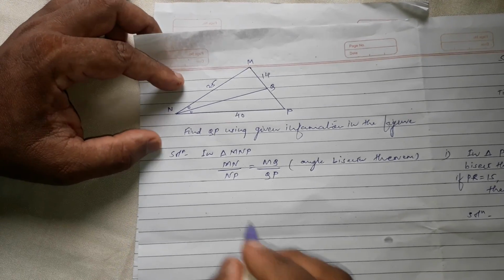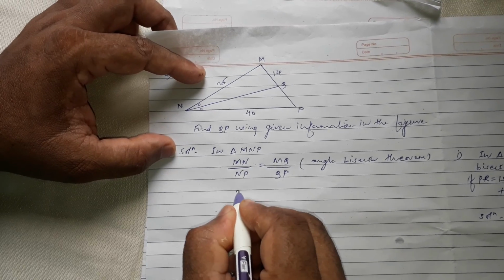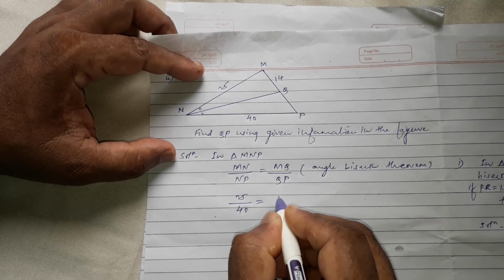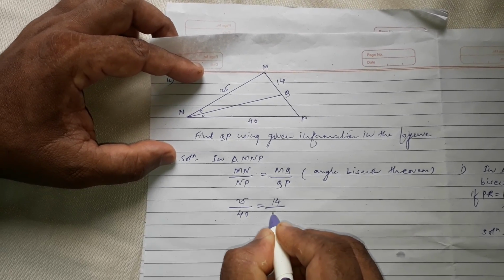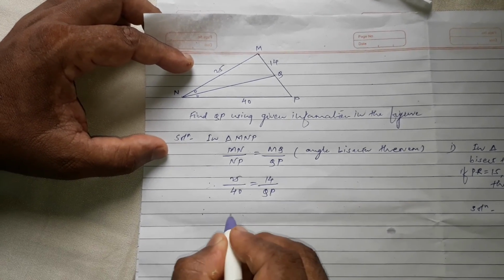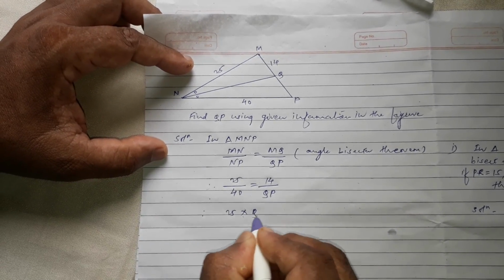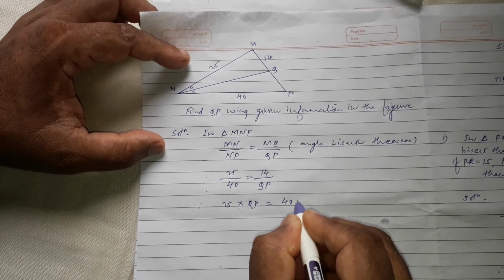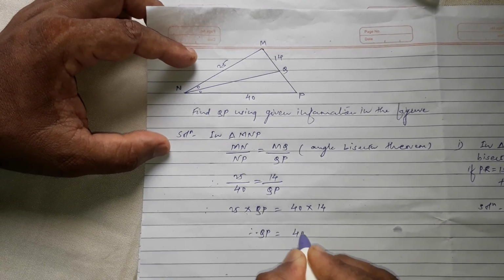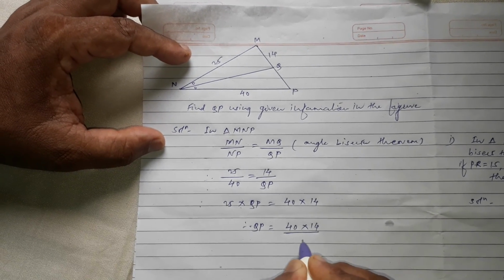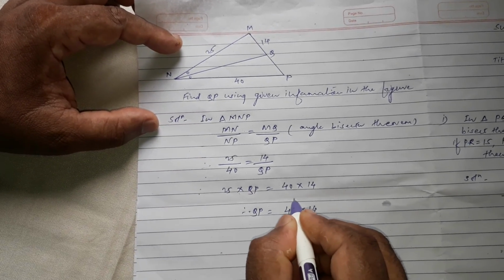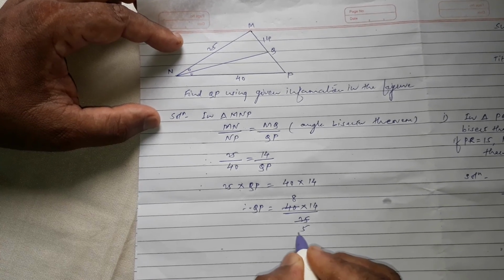in brackets. Okay, then MN is equal to 25 upon NP is given 40 is equal to MQ is equal to 40 upon QP. You have to calculate by taking cross multiplication of this. 25 into QP is equal to 40 into 14. Then QP is equal to 40 into 14 upon 25. To cut this, 5 fives are 25, 5 eights are 40.